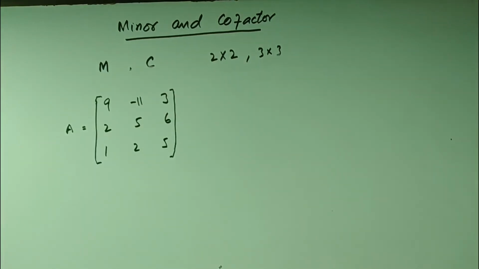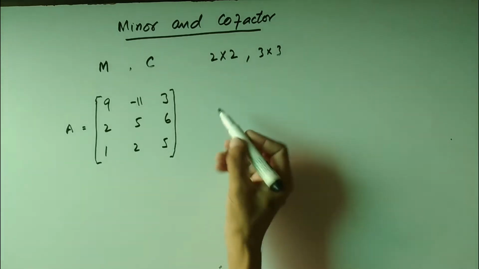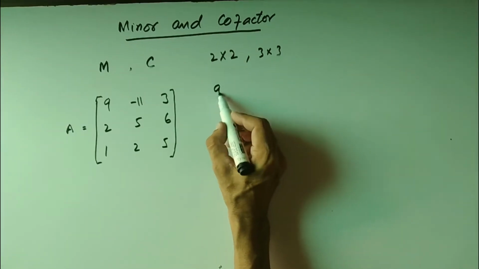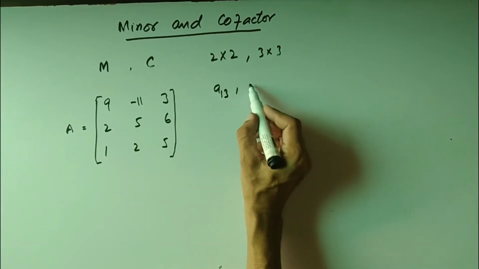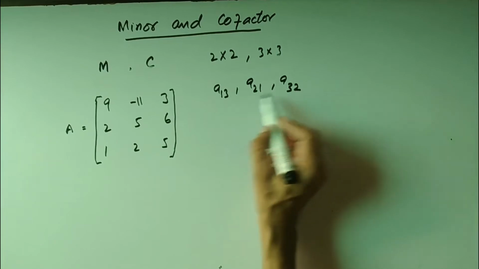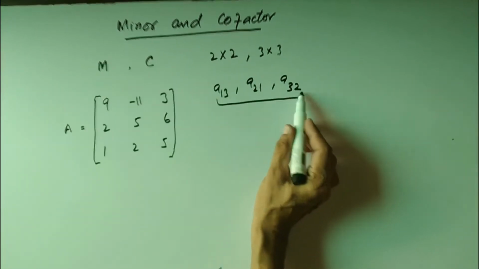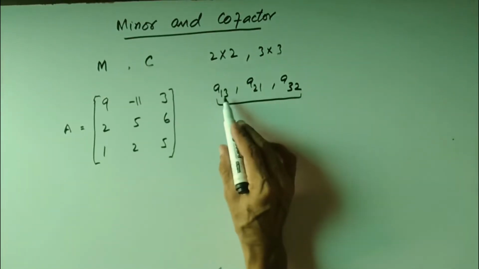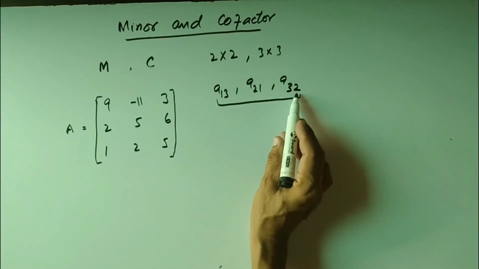Now we are looking at a 3 cross 3 matrix. Now we have to solve the minor and cofactor. I can solve that for A13, A21 and A32. How can we solve these minors and cofactors of A13, A21 and A32?